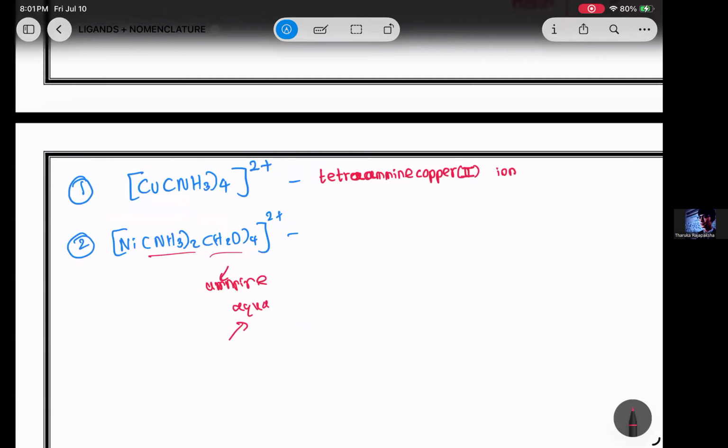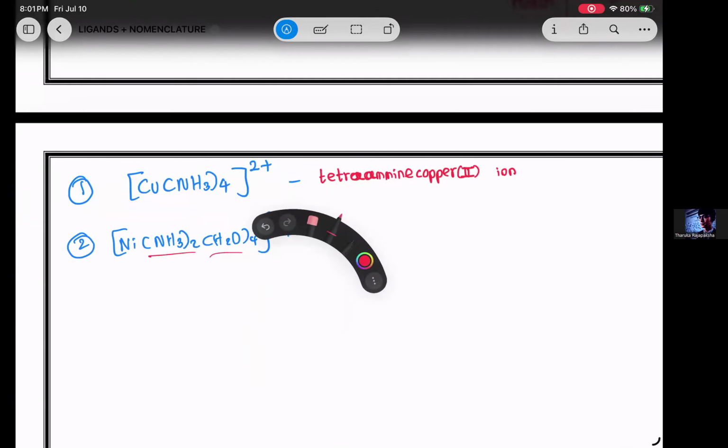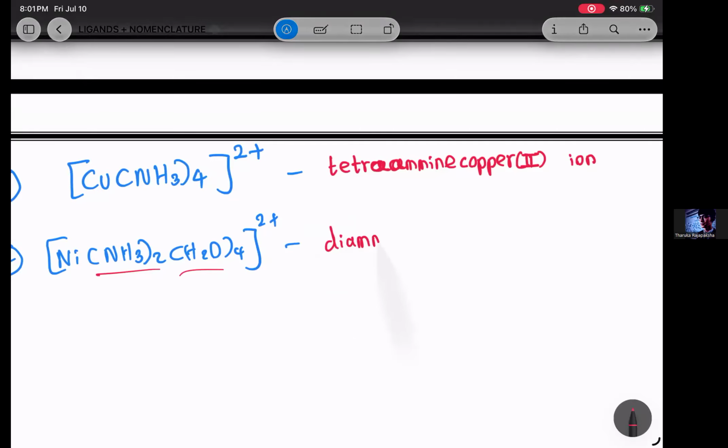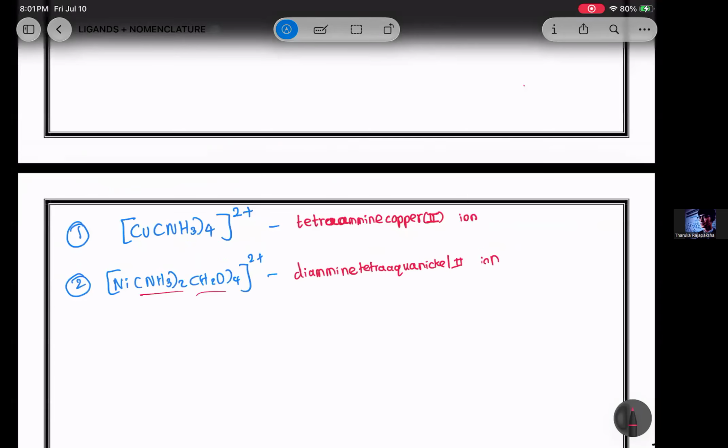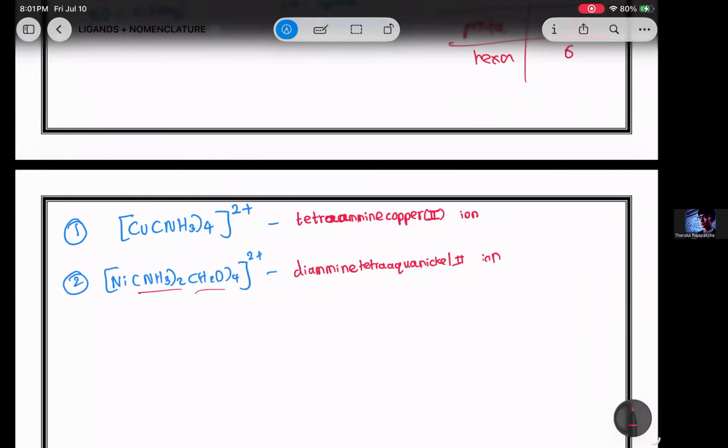So M comes first. Okay, so amine comes first. So diamine, tetra. Yes, very good, Sachini. That's correct. Tetra aqua. Nickel 2. Iron. Right? Nickel 2, iron. There you go.